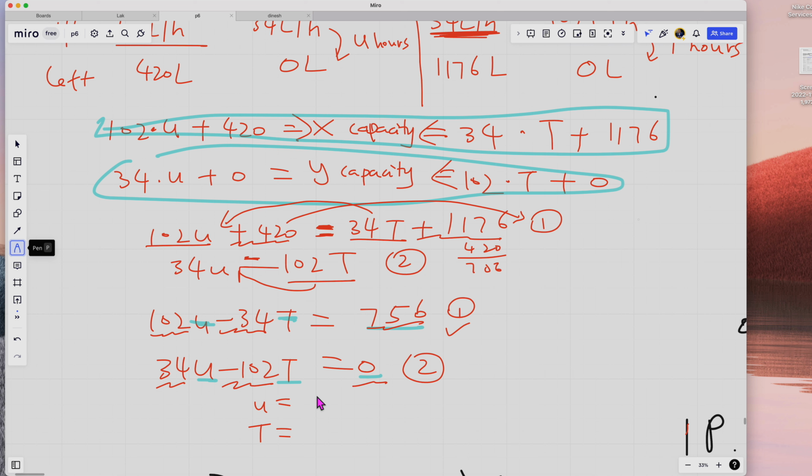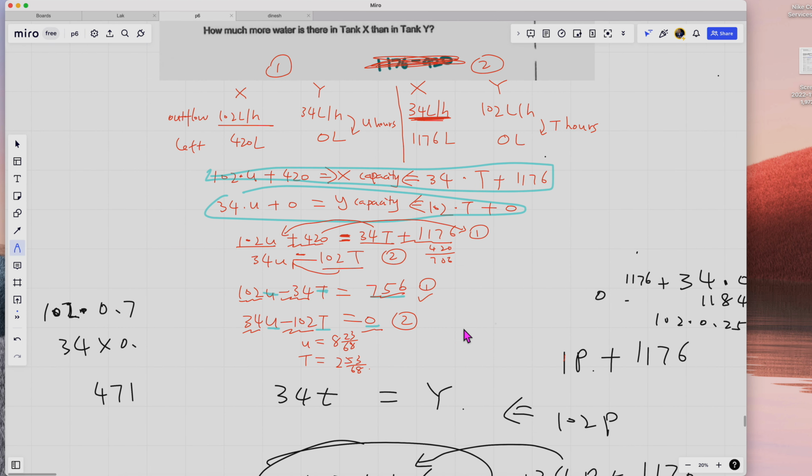So what you put is this mixed number. The U is 8 23/68, then the T will be this, 2 53/68. Okay, so now we will look at how we solve this question. We get the U, we get the T. But I think the question wants something else. Can you tell me what the question wants? How much more water is in tank X than in tank Y?